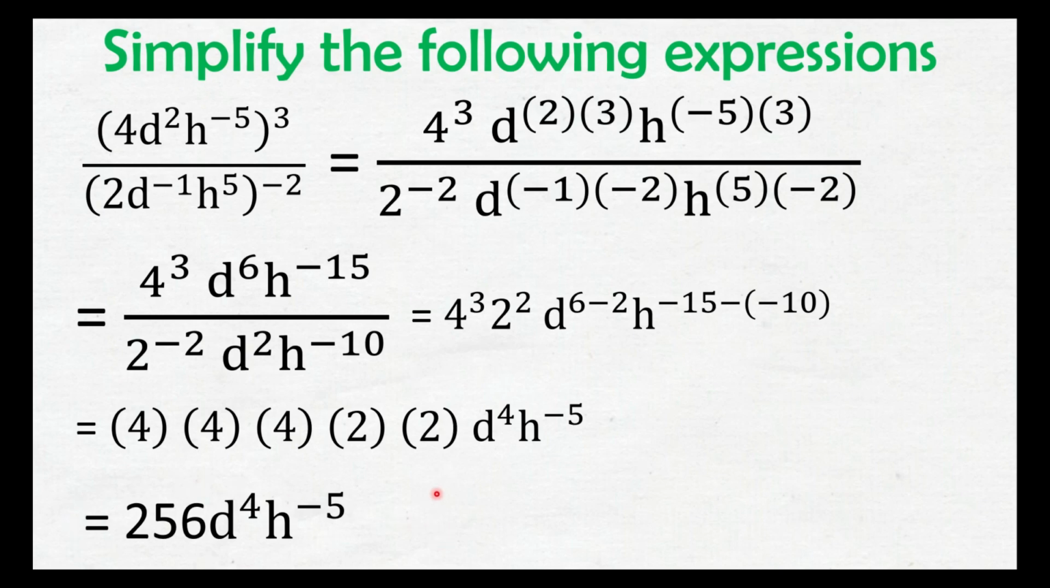Again, hindi pa ito nakasimplify kasi meron tayong negative exponent. Para matanggal yung negative, ilalagay natin itong h raised to negative 5 sa denominator. So, we get 256 d raised to 4 over h raised to 5.